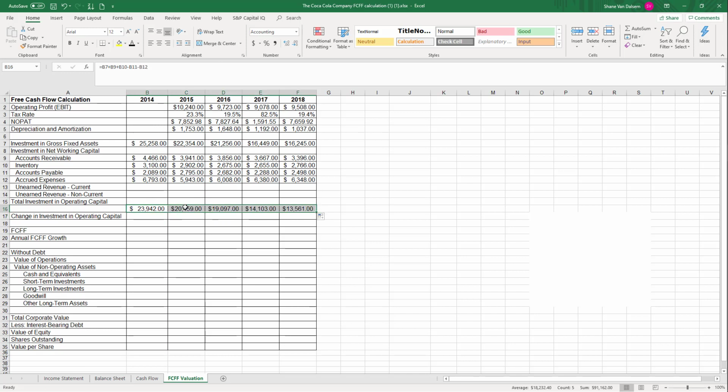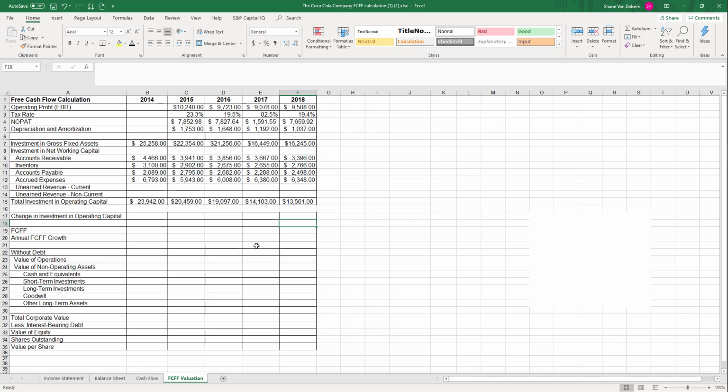So this is how much Coca-Cola has invested, net of reductions from accounts payable and accrued expenses, in their fixed assets that generate operating income for the firm and operating cash flows for the firm, and how much they have invested in accounts receivable and inventory, which also generate income for the firm. One thing to notice here is the significant reduction in time in the amount they have invested in operating capital.